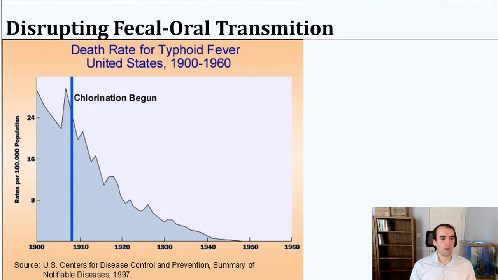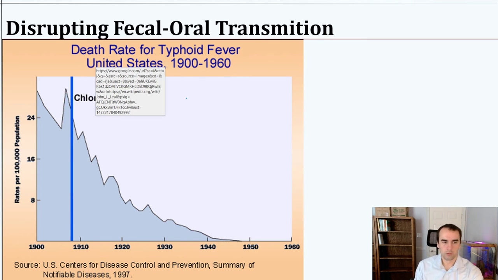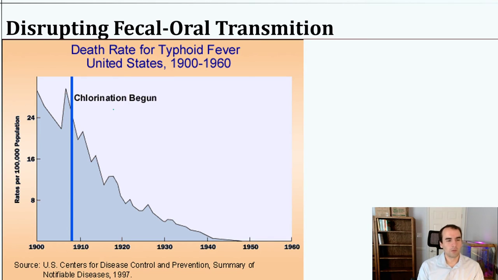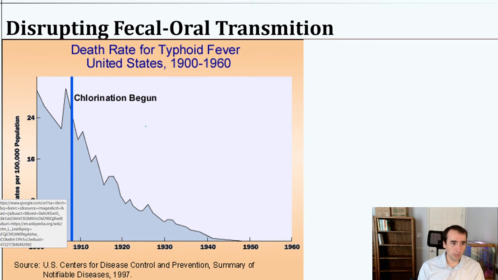So this is one of the good examples of one of these food and waterborne diseases that used to be a big problem, but things like chlorination, modern hygiene, all sorts of other innovations and regulations have really helped to drive down the deaths. So if we're looking here from 1900 to 1950, the deaths per 100,000 population, we used to have upwards of 24 people out of 100,000 dying.